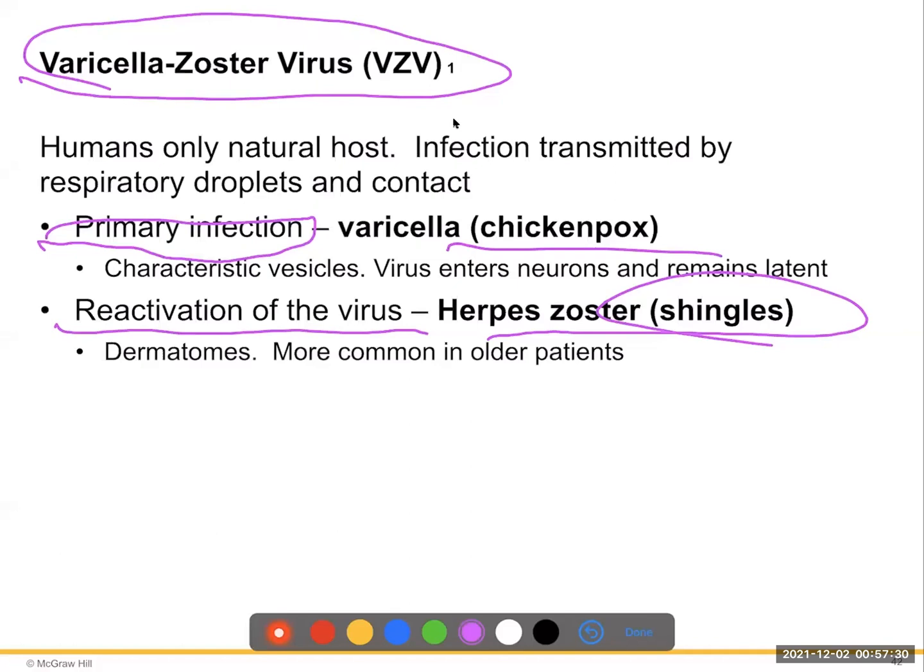And it follows these dermatomes. More common in older patients because the virus lays there, and the host becomes more and more immunocompromised as you get older, and then it can come out. Dermatomes are areas where nerves innervate certain sections of the skin. In other words, you've got certain areas where nerves innervate, and those are called dermatomes. They're little areas. So that's where the virus comes out, along where these branches of nerves come into.